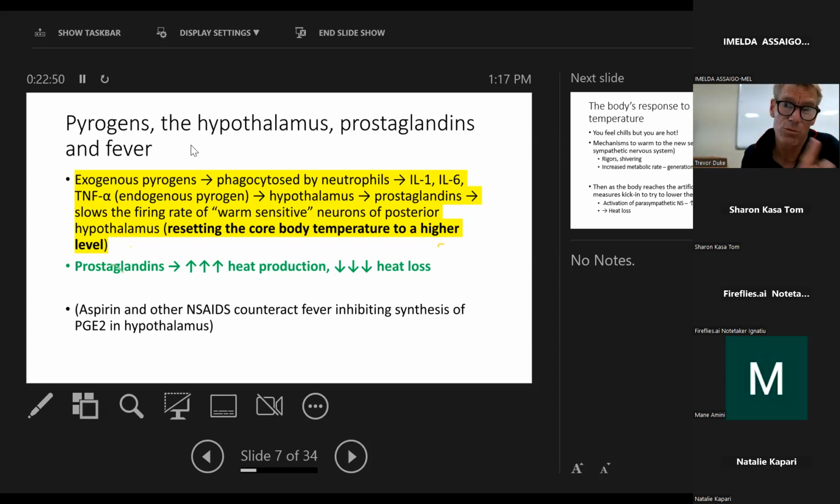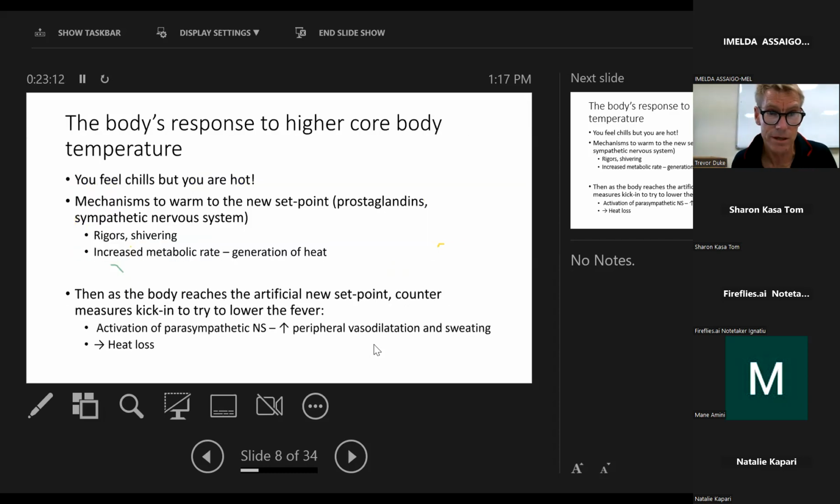So it's useful to know where a pyrogenic cause of fever comes from, and we have ways of tackling that. Aspirin and non-steroidal anti-inflammatories counteract prostaglandins, as you know, and so that can reduce fever because it's acting on the hypothalamus to reduce the production of prostaglandins. So we have ways to reduce fever.